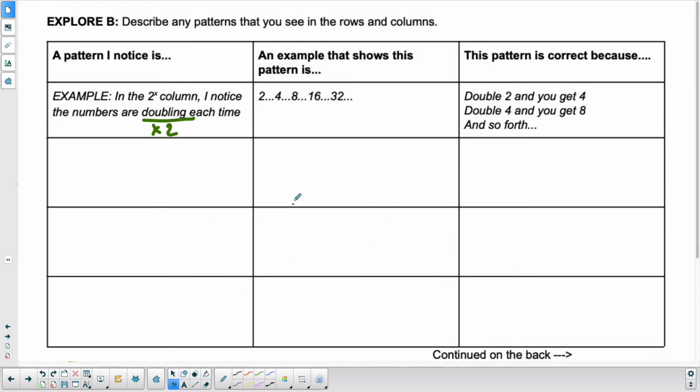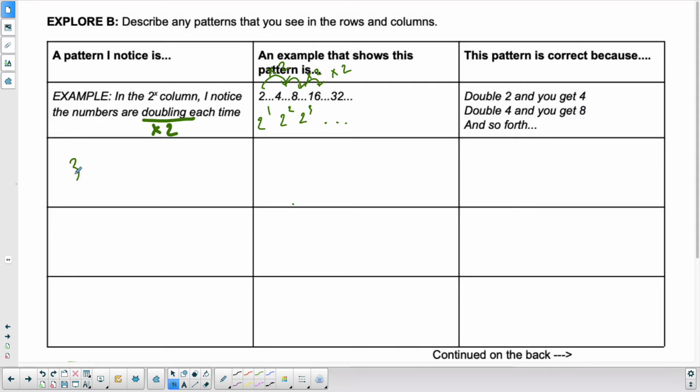Okay. So if we multiply by 2, we get the next number. Everything keeps doubling. So anytime the base is 2, so 2 to the first, 2 to the second, 2 to the third, we get all of these values. Okay, and this is the word form. If we double 2, we get 4. If we double 4, we get 8, and so on.